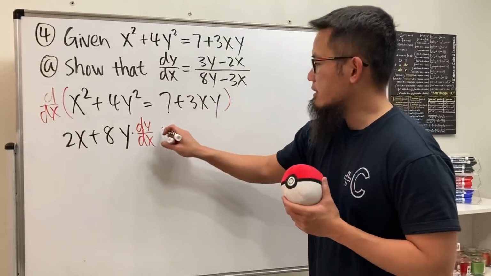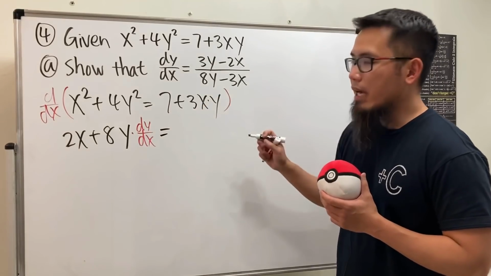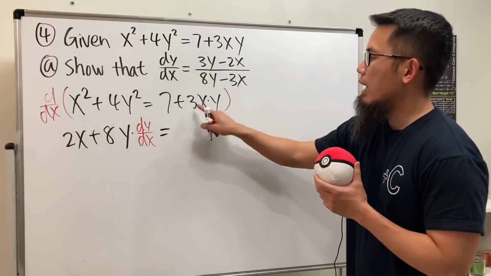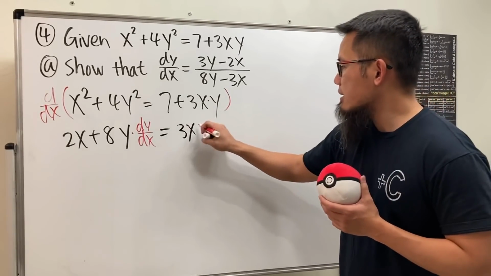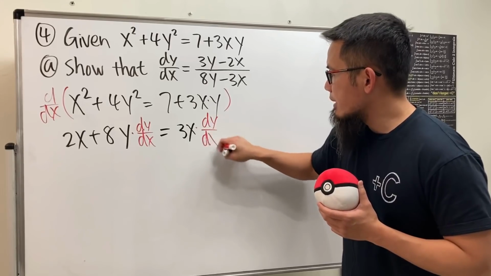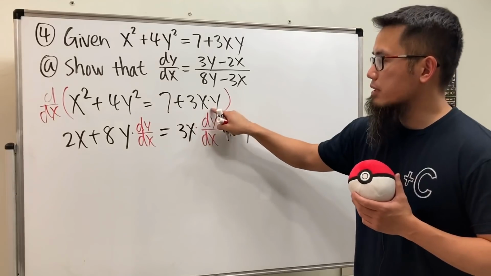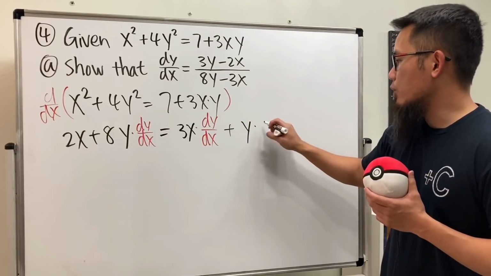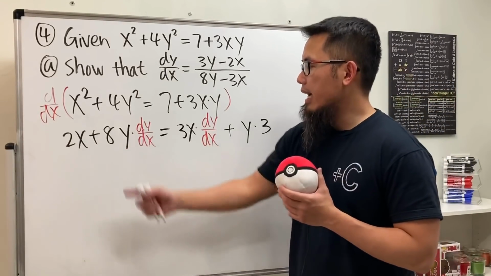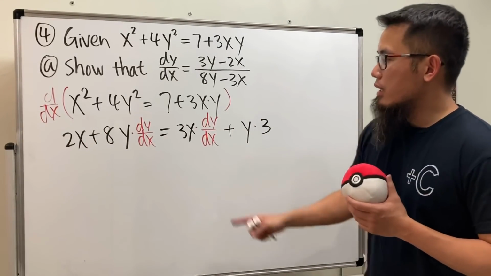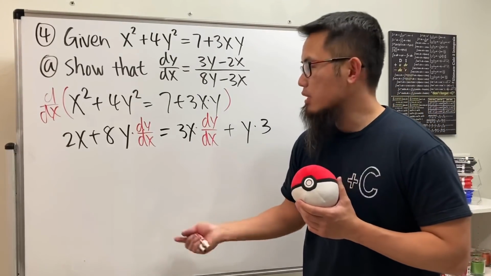All right, on the right-hand side, the derivative of 7 is 0, and the derivative of 3x times y requires the product rule. I'm going to keep the first function, and the derivative of y is dy/dx, so multiply by that. And then we add it with y times the derivative of the first. The derivative of 3x is 3, so I will just put down 3 right here. Okay, now I'm going to move this to the other side, and I'm going to move this to here. So as you can see, once we put this right over there, both of them will have the dy/dx. We can factor that out.